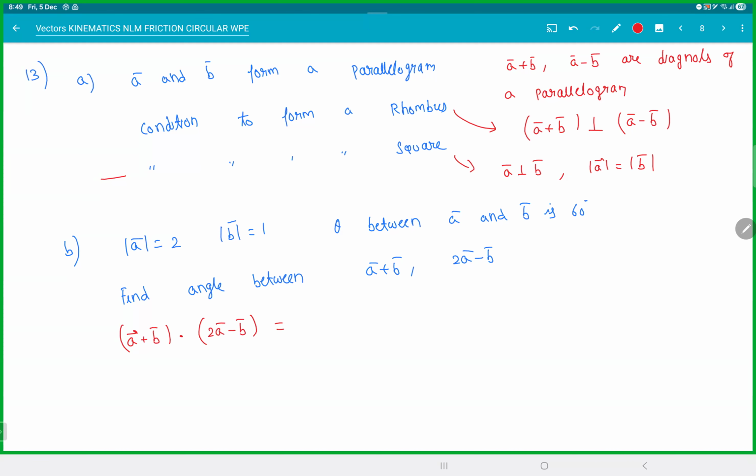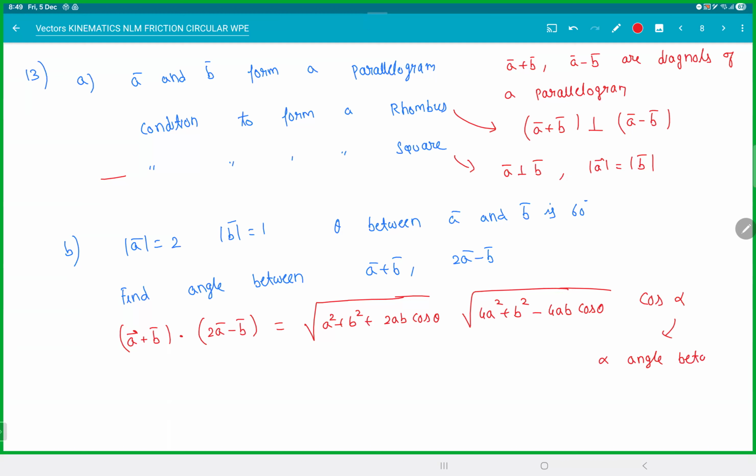On the left hand side you have a dot product. On the right hand side you have the parallelogram law of vectors. Mod A plus B will be root over A square plus B square plus 2AB cos theta, and mod 2A minus B will be root over 4A square plus B square minus 4AB cos theta. And the angle between them is alpha, where alpha is the angle between A plus B bar and 2A minus B bar. So you're treating them like two vectors, C bar and D bar. C bar dot D bar is mod C mod D cos alpha. Clear with that? You can substitute there and finish it off.